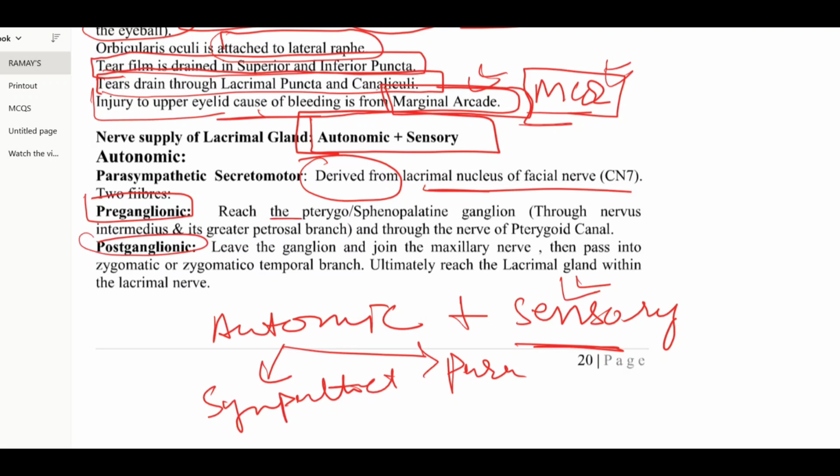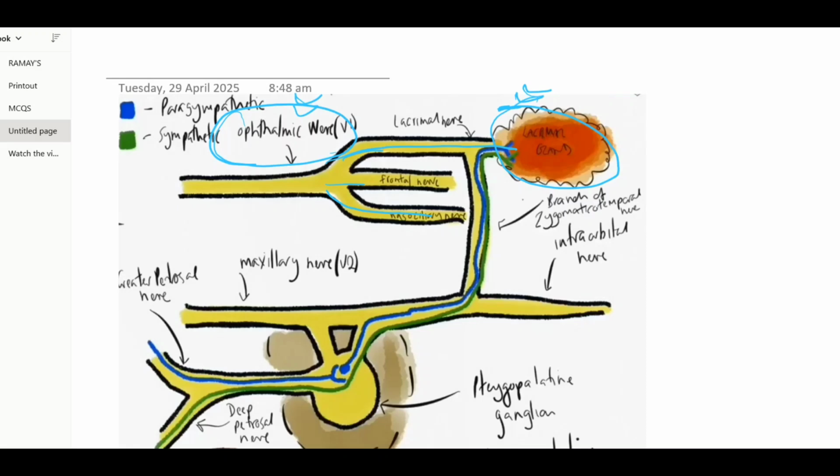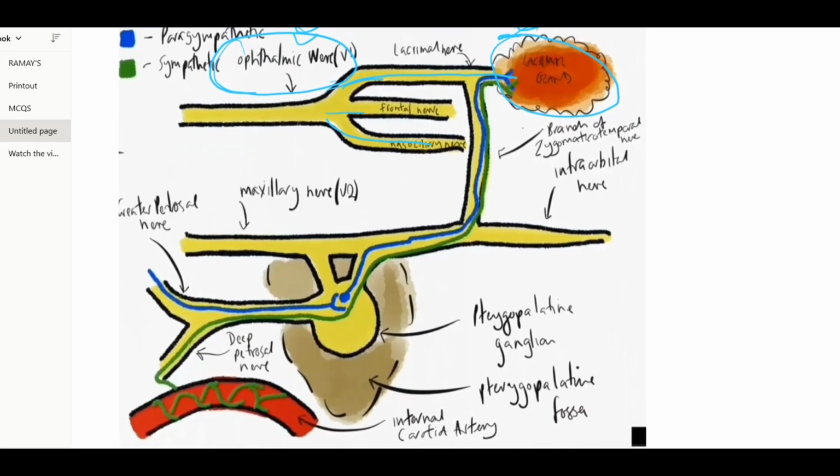Preganglionic fibers reach the pterygopalatine ganglion through the nervus intermedius and its greater petrosal branch and through the nerve of the pterygopalatine ganglion. Okay, let's see in the diagram that this structure present here.